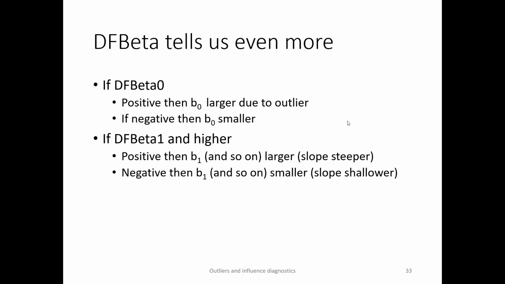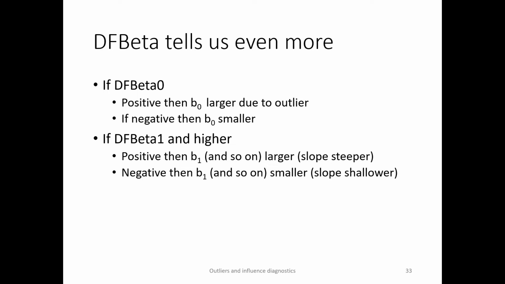And lastly, and probably most importantly, those DF beta statistics tell us a little extra story. The DF beta 0, which relates to the intercept, if it's positive, means that our estimated intercept is larger because of the outlier. And if we have a DF beta 0 that's negative, that's telling us that this particular influential observation is making our estimate for the intercept smaller than it otherwise would be. So that's a very important result.